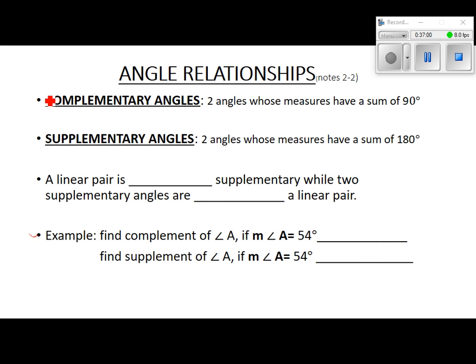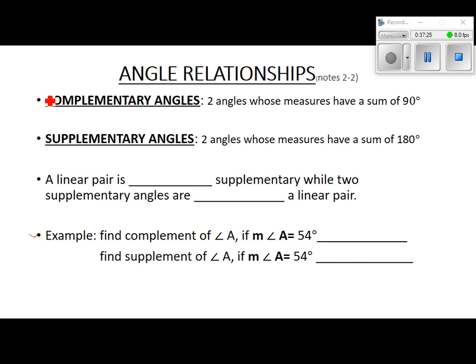Angle relationships. We're going to talk more about special pairs of angles. This is even going to make it worse because we have vertical angles. What do you know about vertical angles? They're the same. All right, so you set those equal to each other. What do you know about linear pairs? They make a line, so they add up to 180 degrees.